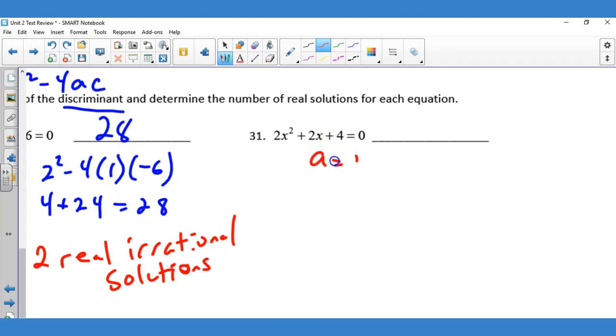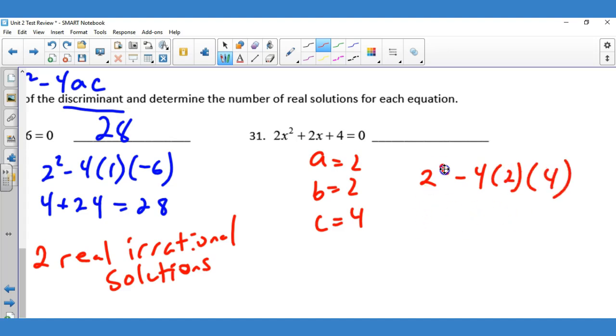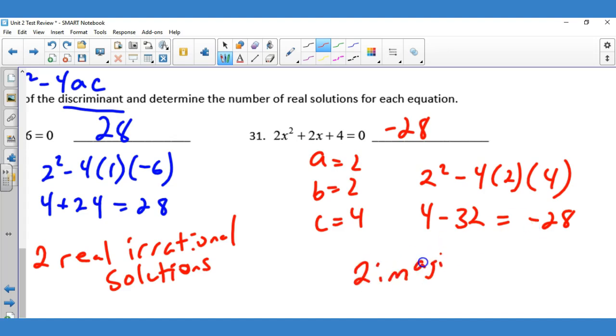Over here, let's do this one. A is 2, B is 2, C is 4. So we have 2 squared minus 4 times 2 times 4. So that's 4 minus 32, which is going to give us -28. Because it's negative, that means we're going to have 2 imaginary solutions.